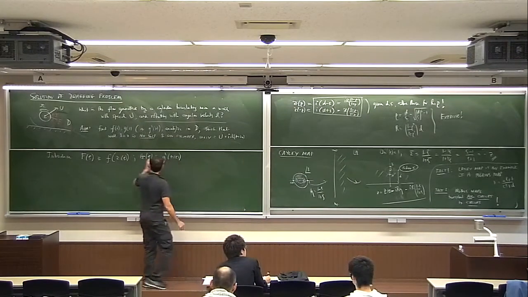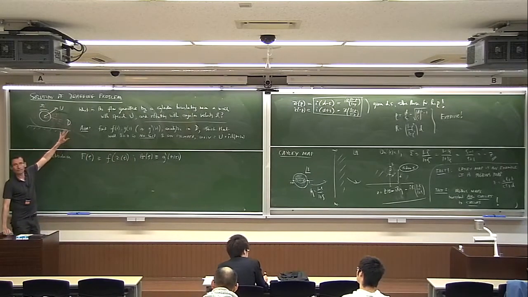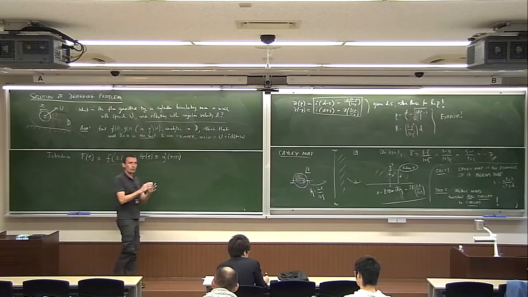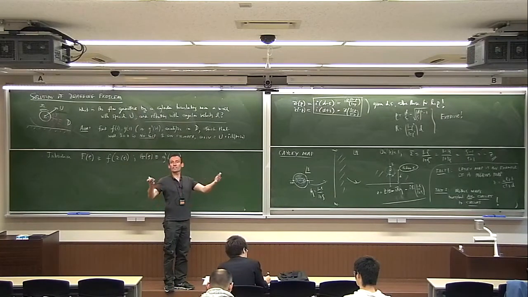But in my physical problem, what's going to happen to the velocity far away? It's going to decay, because remember, I'm just dragging this cylinder. The flow far away is going to tend to 0, which means that F and G prime will also tend to 0. In other words, they'll go like 1 over z.